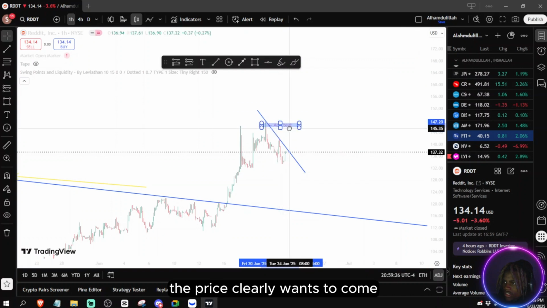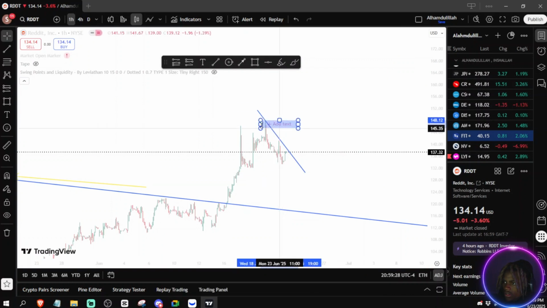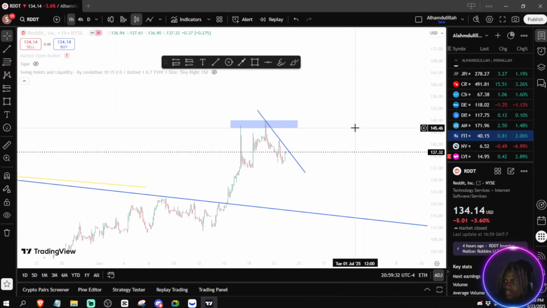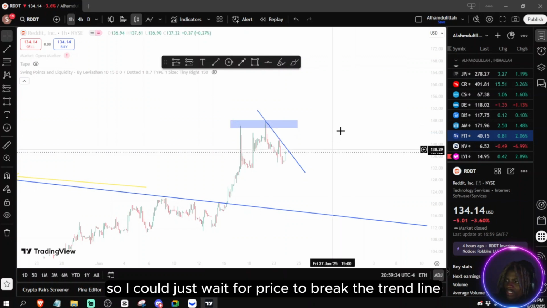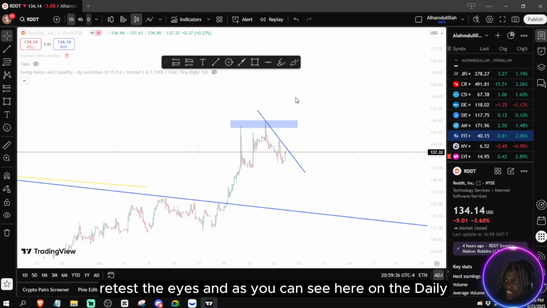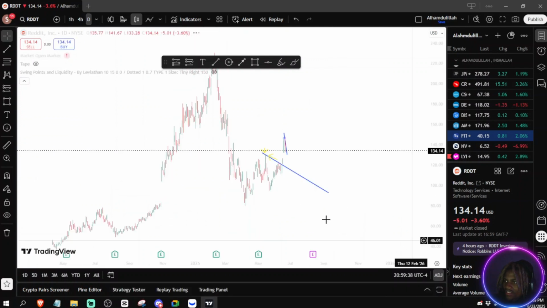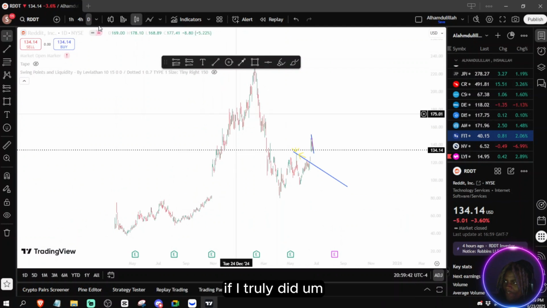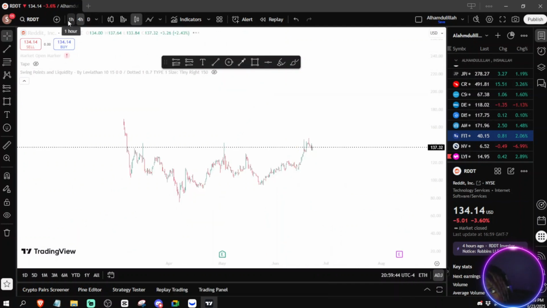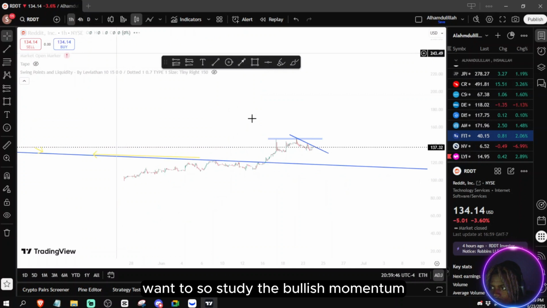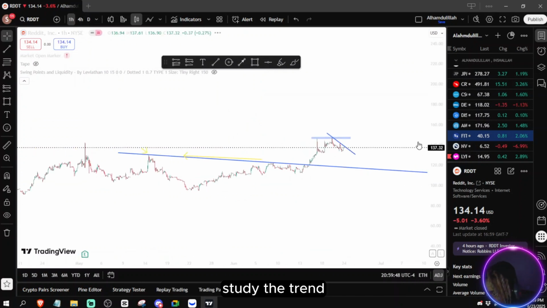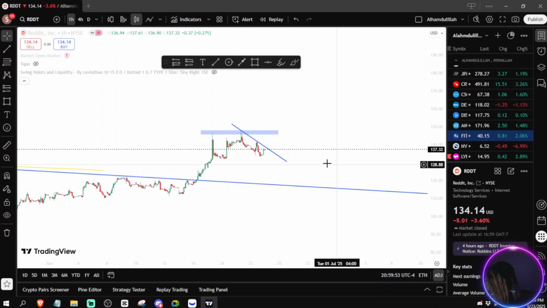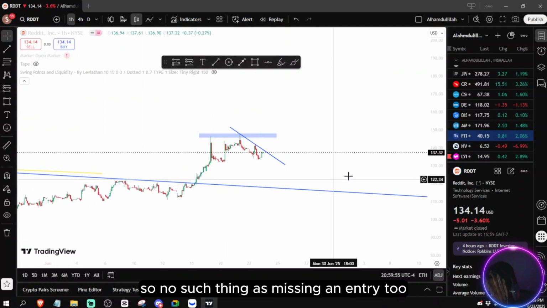Price clearly wants to come test these highs. So I could just wait for price to break the trend line, retest the highs, as I can see here on the daily, stupid upside room. So I could easily wake up to another gap up if I truly did want to. So study the bullish momentum, study the trend, and then you could literally just wake up to money constantly. So there's no such thing as missing an entry too.